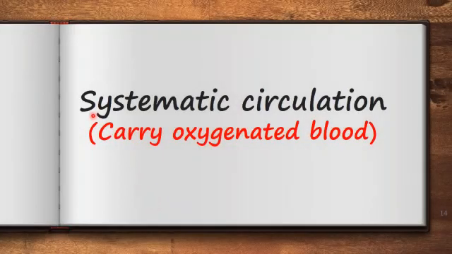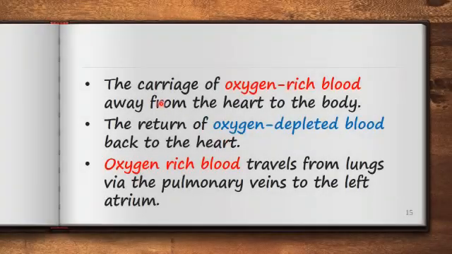So talking about the systemic circulation, as the right side cycle is completed here, now the systemic circulation will be started, which occurs at the left side of the heart, and it always carries oxygenated blood. That's why it is in red color. So the carriage of oxygen-rich blood away from the heart to the body, and return of the oxygen-deficient blood back to the heart.